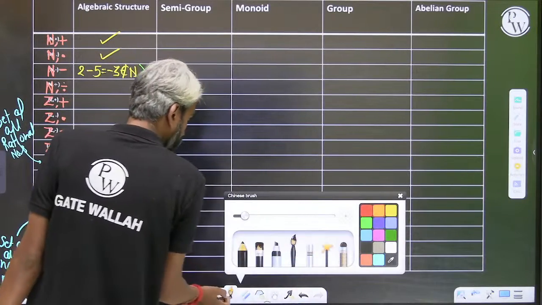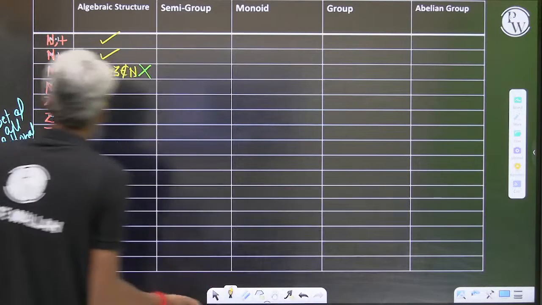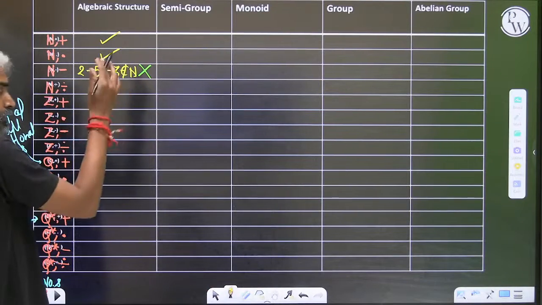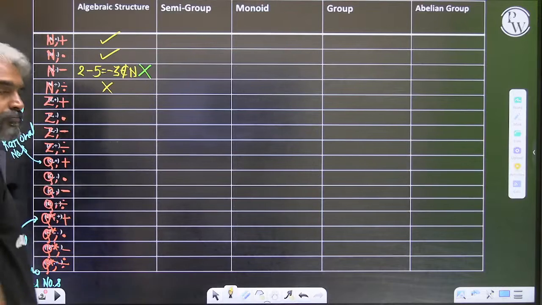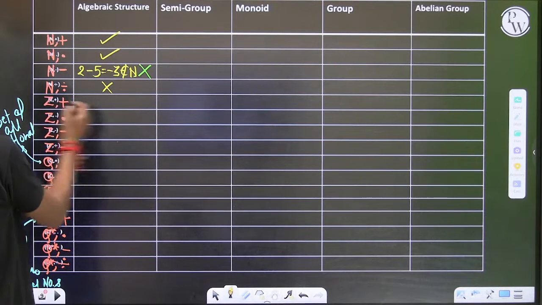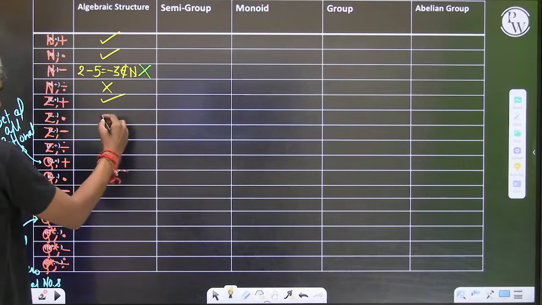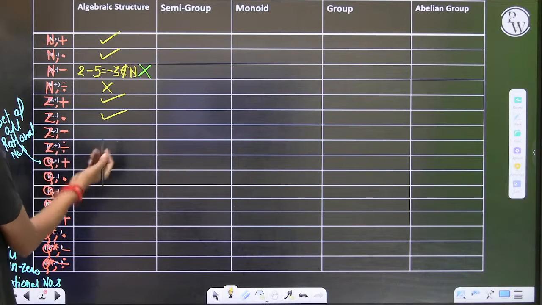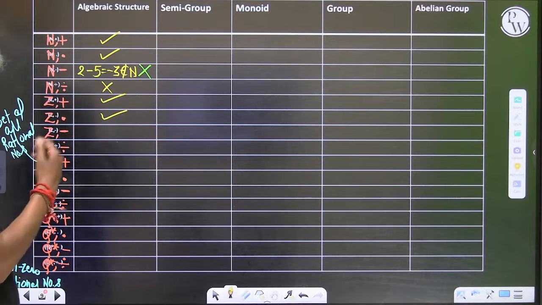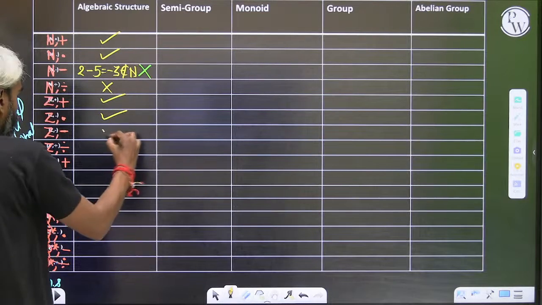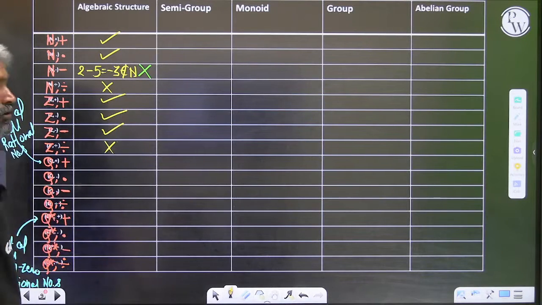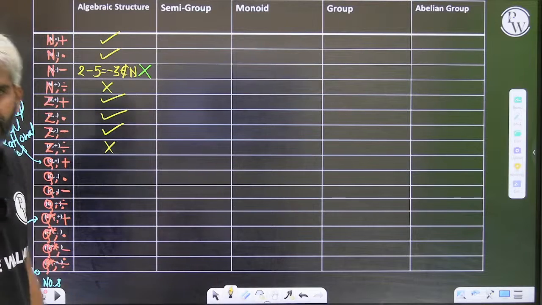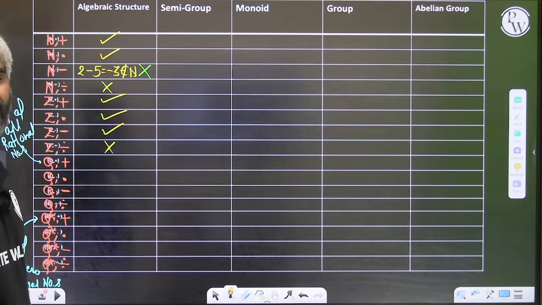Okay. Now, let's fast cover everything. So, set of all natural numbers with respect to division? No, sir. Obviously not closed. Set of all integers with respect to addition will be closed. Set of all integers with respect to multiplication will be closed. If you subtract any two integers, the result will also be an integer. It contains both positive as well as negative integers. So yes, it is also closed. So division is not closed. 2 divided by 5 is not an integer.